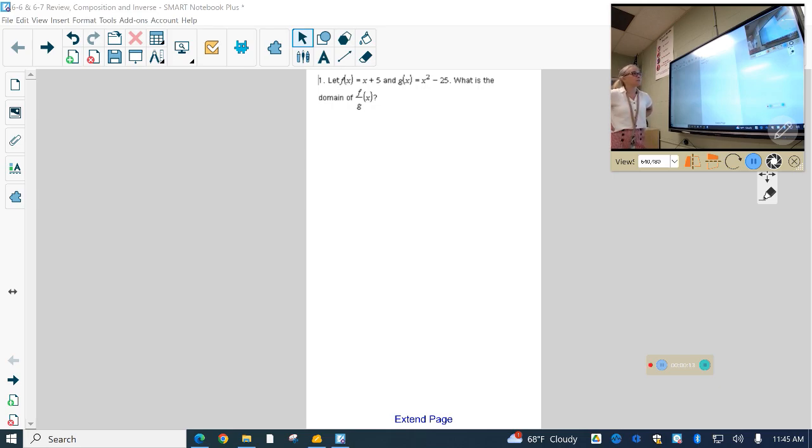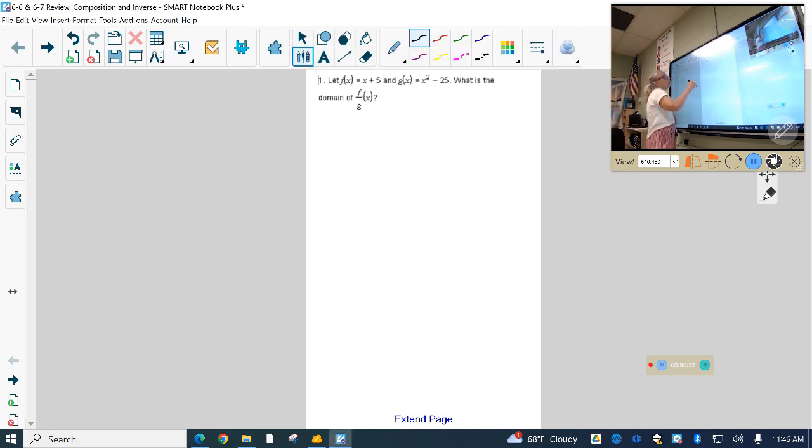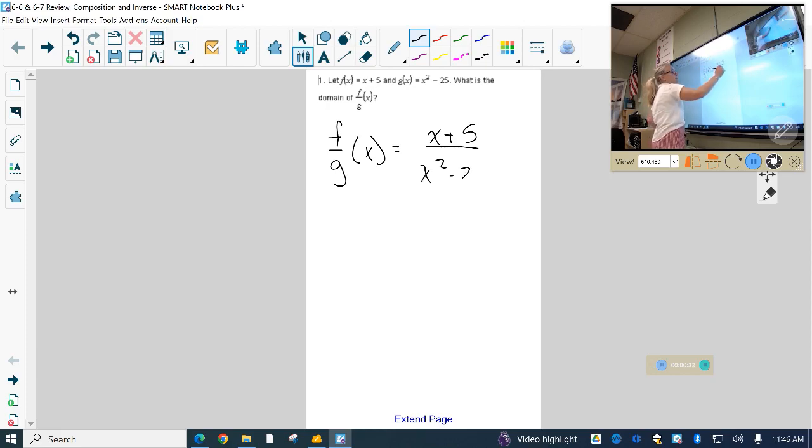First of all, let f of x equal x plus 5 and g of x equal x squared minus 25. What is the domain of f over g of x? So we're dividing here. We're doing a function operation. So the function f of x over g of x, we're going to put f, which is x plus 5, over g, which is x squared minus 25.